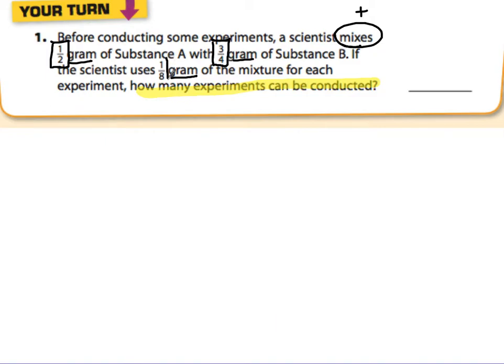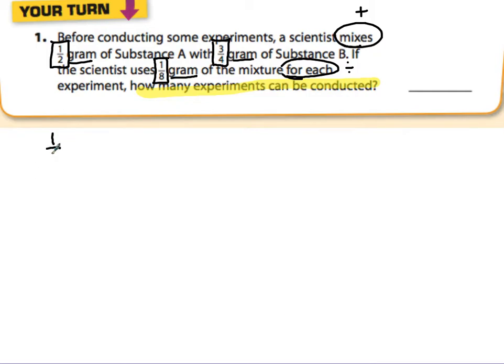And then he uses 1/8 gram for each experiment. This tells me that I'm going to divide. It tells me that I'm taking that total that I have and I'm dividing it by the 1/8 that I need for each experiment. All right? I want you now to try to put together an expression and then come back and check your answer.